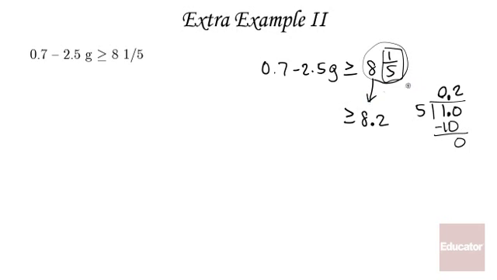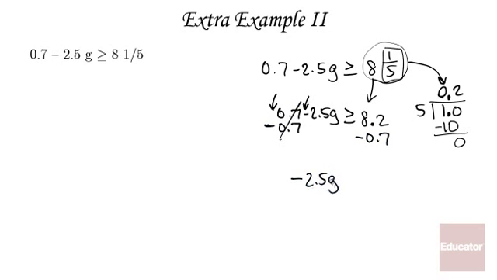You take the 8, and then the 1/5 is the 0.2, so 8.2 is less than or equal to 0.7 minus 2.5g. Now I'm going to subtract 0.7 from both sides. Remember that you look in front of the number for the symbol. You don't look here. So this negative goes with the 2.5. This 0.7 is a positive, so we're going to subtract 0.7. Cancels. I have negative 2.5g is greater than or equal to 12 minus 7 is 5. And now I'm going to divide both sides by negative 2.5.